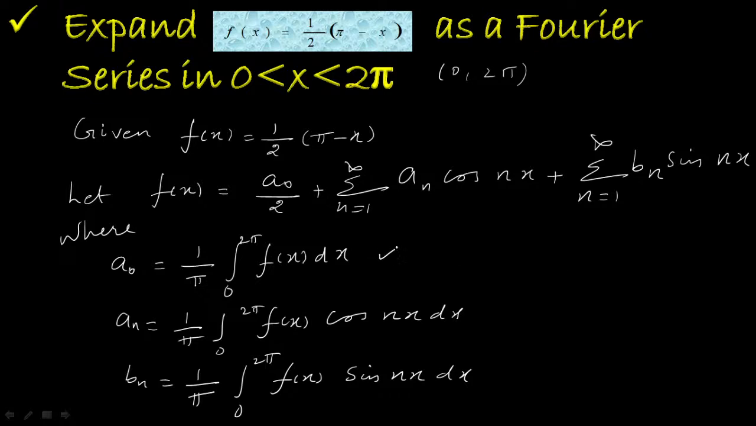So first we calculate the value of a naught, and then we go and calculate the value of a n and the value of b n. After calculating these three values and substituting in the function f of x, you take this as equation number 1. If you substitute in equation 1, the problem will be over. So now let me first calculate a naught.